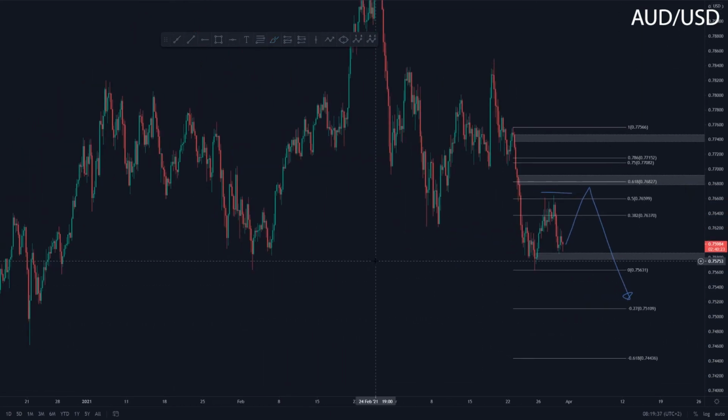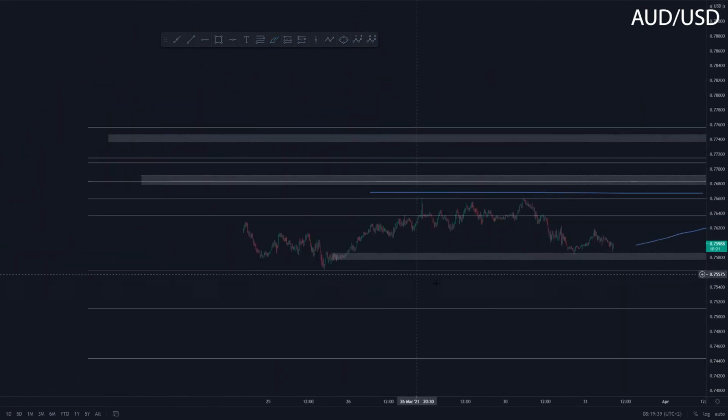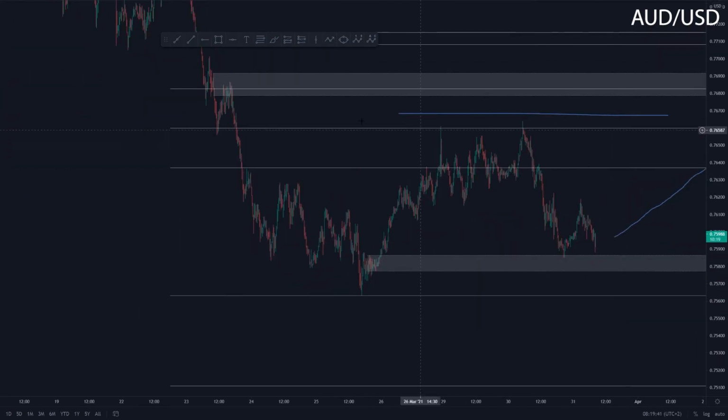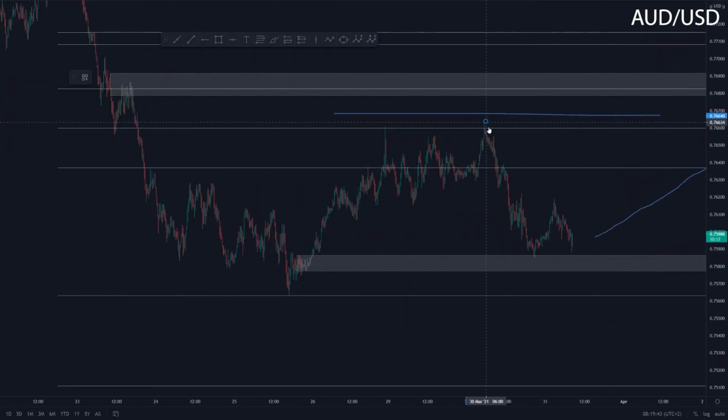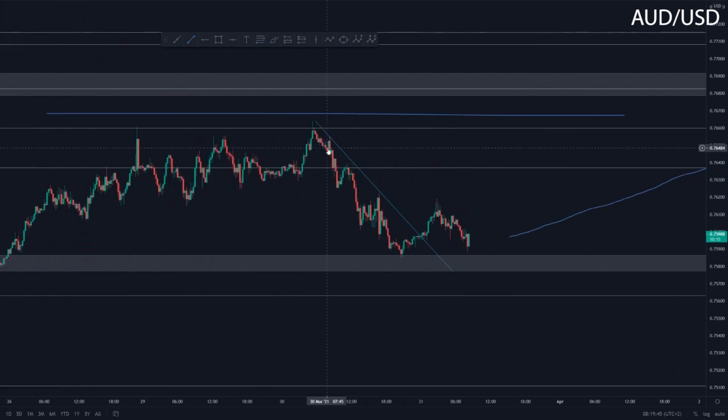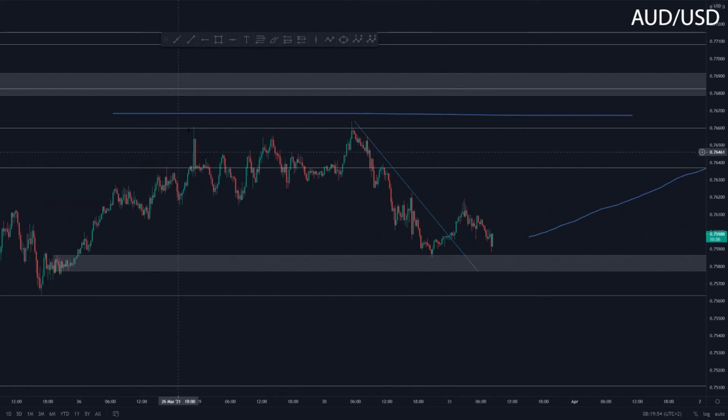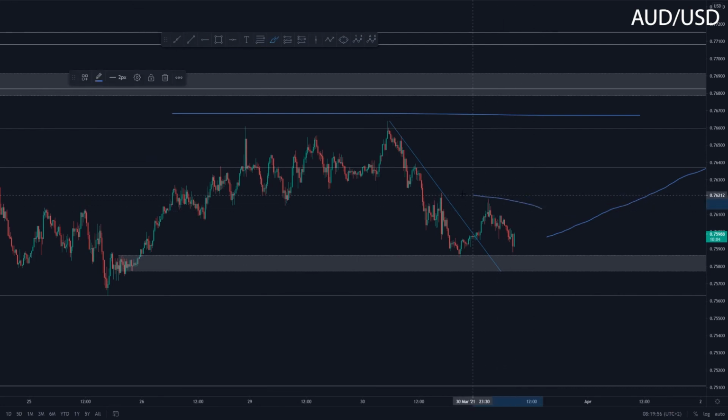So yeah, for now, what am I going to be doing? I'm going to be going to the lower time frame, drawing in my structure lines on the lower time frame. So as we can see, we had this structure line over here with high, lower high, lower high, low, lower low, lower low. We broke our structure line. However, just chopping around, ranging, to be honest, over here.